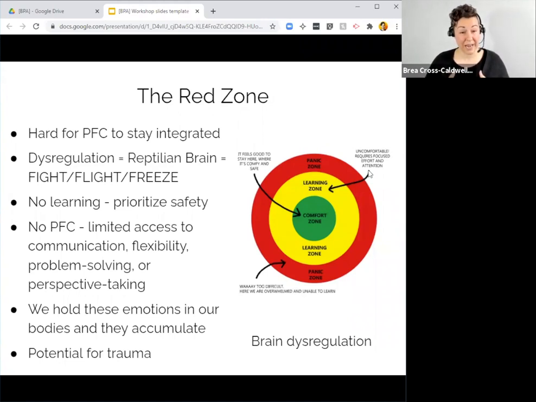And this is the state, this red zone, panic zone, this is the state where we have the potential for trauma, where we have the potential to carry around this trauma that we've experienced inside of our bodies. Okay.